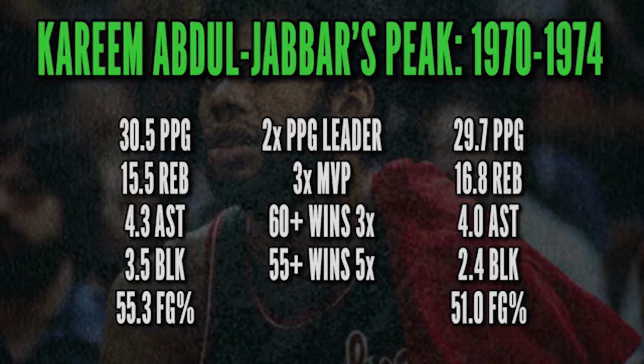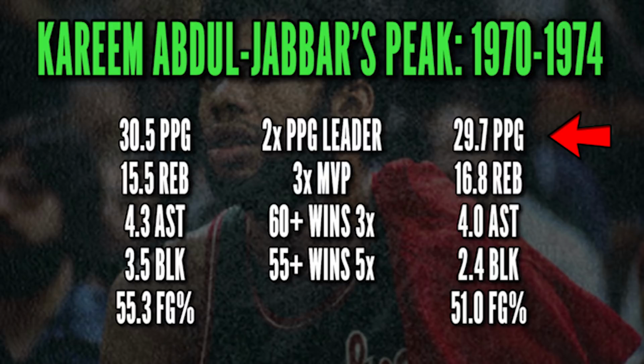And for this stretch, Kareem had some very impressive numbers, averaging 30.5 points per game, 15.5 boards, 4.3 assists, 1.4 steals, 3.5 blocks, on 55% shooting. 5-time All-NBA member, a 2-time scoring champion, and a 3-time MVP. And if you look at on your right how he played in the playoffs, it was still very similar to how he was in the regular season. He averaged 29.7 points per game, 16.8 boards, 4.0 assists, 2.4 blocks, 1.3 steals on 51% shooting. So he was still playing at a very, very high level during the playoffs.